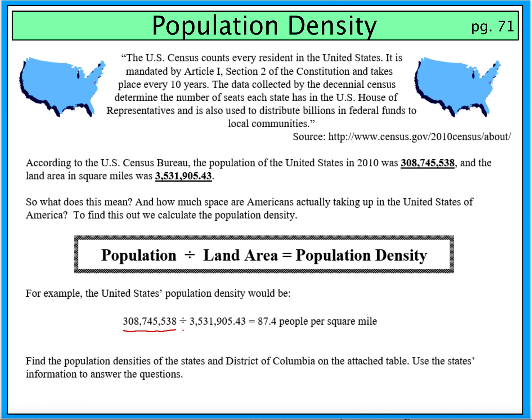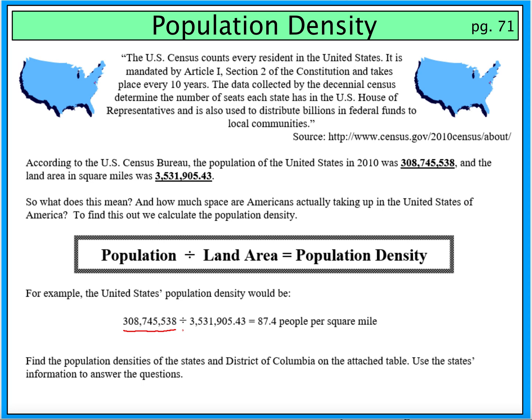So I have 308,745,538 people, and that is divided by the land area, which in this case is measured in square miles. And so I say 3,531,905.43, and that is the official square miles of land in the United States. If I divide those two numbers, I find out that in 1 square mile in the United States, there are about 87 people. So 87 people in every square mile.